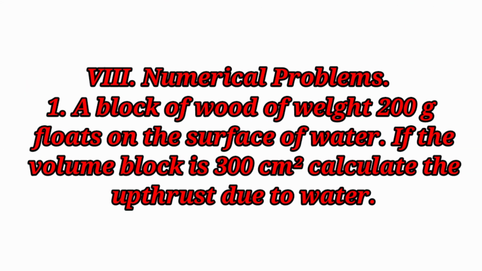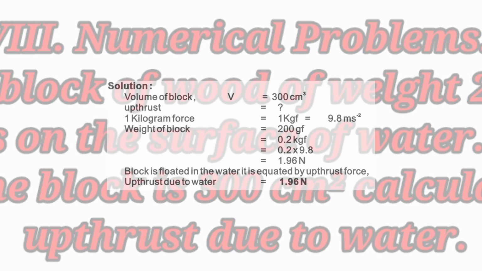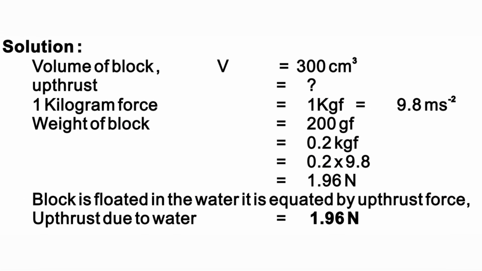Numerical problems. Question number 1. A block of wood of weight 200 gram floats on the surface of water. If the volume of block is 300 centimeter cube, calculate the upthrust due to water. Solution. Volume of block V is equal to 300 centimeter cube.